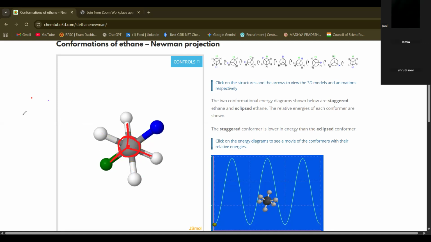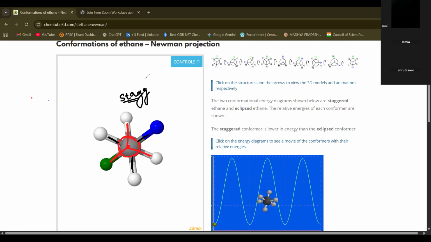Now, from the backside carbon, how many bonds are we having? Three. So we attach three bonds to this structure. Okay, these three bonds. So this is a staggered form or eclipsed form.